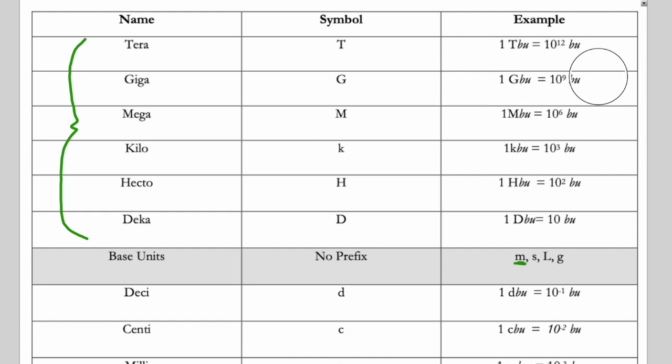Okay, let's look at a couple more quick examples using this. So let's look at hecto. I'm going to use a base unit of grams now. So 1 hectogram equals 10 to the second grams. So this is a relationship that we're going to be using when we're converting. All of the prefixes above this base unit section, those prefixes all make the unit larger in value.